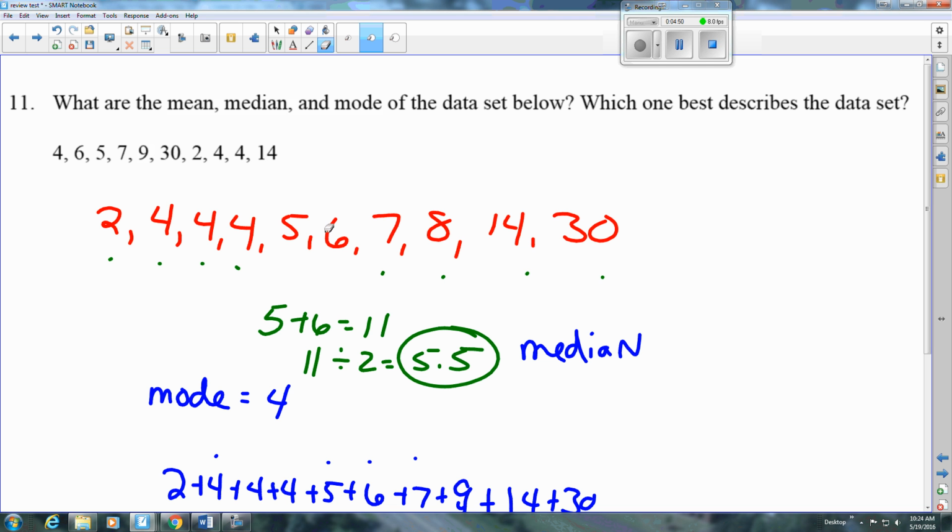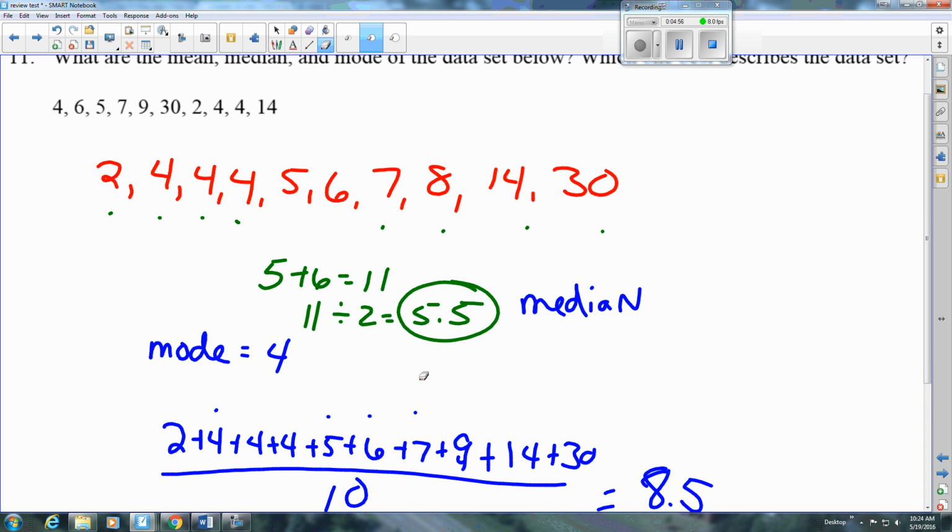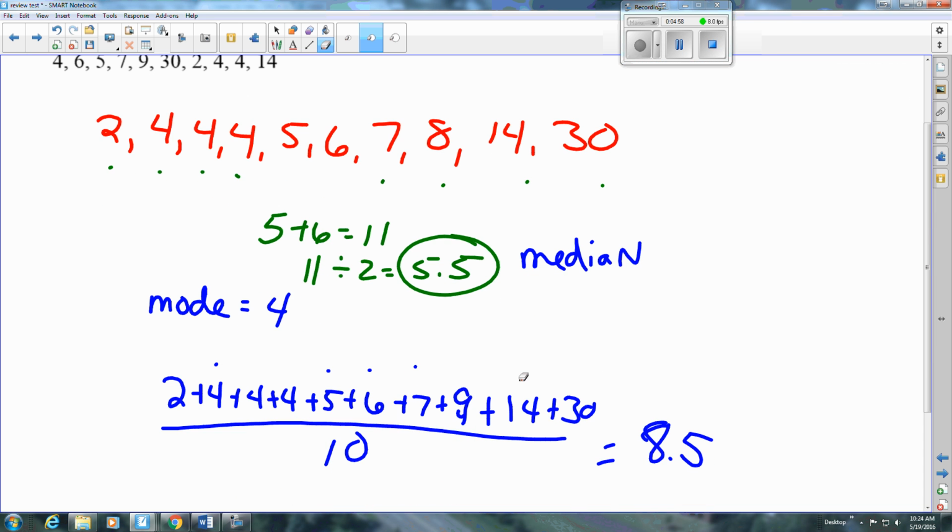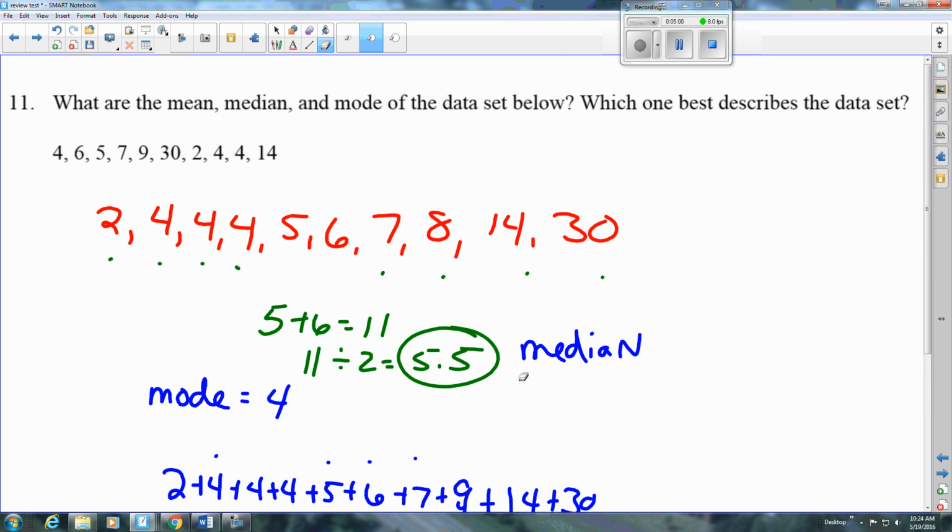What are the mean, median, and mode of the data set below? Median comes out to 5.5. Remember, you've got to put them in order from least to greatest. The mode comes out to be 4. The mean comes out to 8.5.